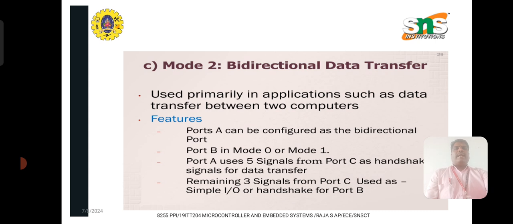Mode 2, bidirectional data bus. It is used primarily in applications such as data transfer between 2 computers. Features of this mode 2: port A can be configured as the bidirectional port, port B in mode 0 or mode 1. Port A uses 5 signals from port C as handshake signals for data transfer. The remaining 3 signals from port C are used as simple input output or handshake for port B.